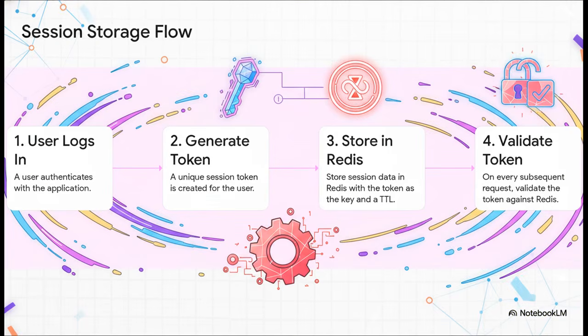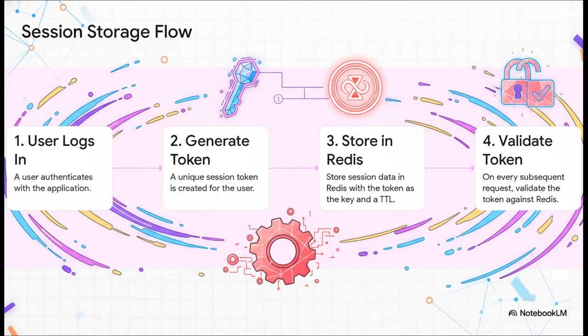Here's how it works. A user logs in, you generate a unique session token, and then you stash their user data in Redis using that token as the key. And of course, you set a TTL so it expires automatically. So now, every request after that is just a lightning-fast, sub-millisecond lookup in memory. It's crazy efficient, and that TTL handles all the cleanup for you.